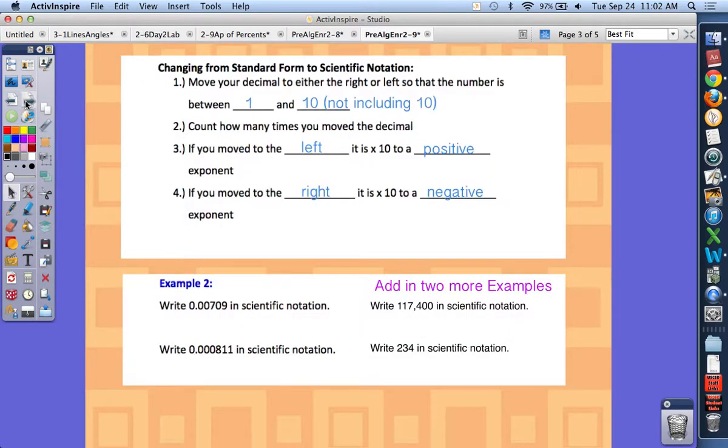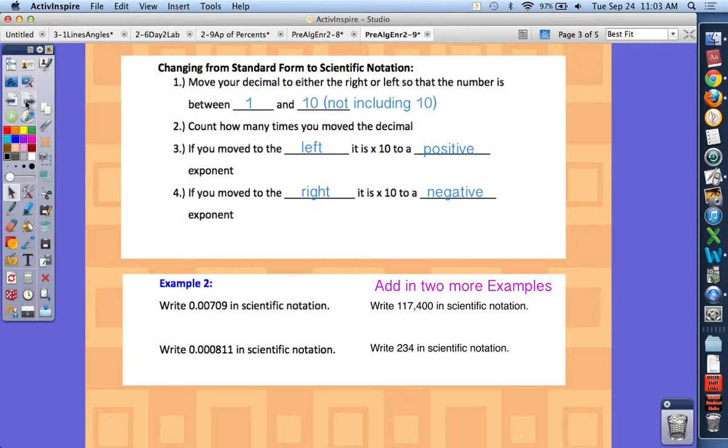So let's focus now on changing from standard to scientific, okay? We just did scientific to standard. Now let's take it backwards. If you're starting with a number in standard form and you want to write it in scientific notation, move your decimal to either the right or the left so that the number is between 1 and 10, not including 10. So if it's 10, you're going to have to change it. You move the decimal until you have a number that's between 1 and 10, and then you figure out how many times you've moved the decimal.